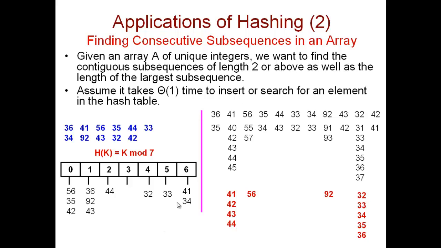Okay. Since we decided 41 is a starting element of some subsequence, we need to check for subsequent elements. So let us check for 42. Again, just find the remainder: 42 mod 7 is 0, and 42 is there. So it's in the hash table, so it should be in the array. Check for 43. 43 mod 7 is 1, 43 is there. 44 mod 7 is 2, and it is also there. Now check for 45. 45 mod 7 is 3, and 45 is not there at index 3. So that means we should stop.